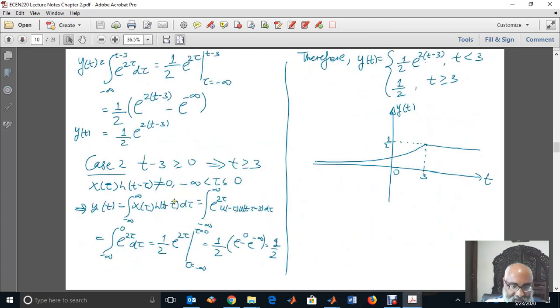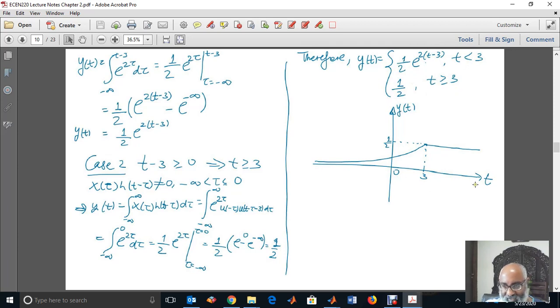So the integration interval will become from minus infinity until 0 of e to the power of 2τ. This integration will be 1 over 2 e to the power of 2τ between τ equals 0 and τ equals minus infinity. This will be e to the power of 0 minus e to the power of minus infinity, and e to the power of minus infinity is 0. So this will be half. Now we summarize the result. y(t) will be half e to the power of 2(t-3) for t less than 3, and 1 over 2 for t greater than or equal to 3.